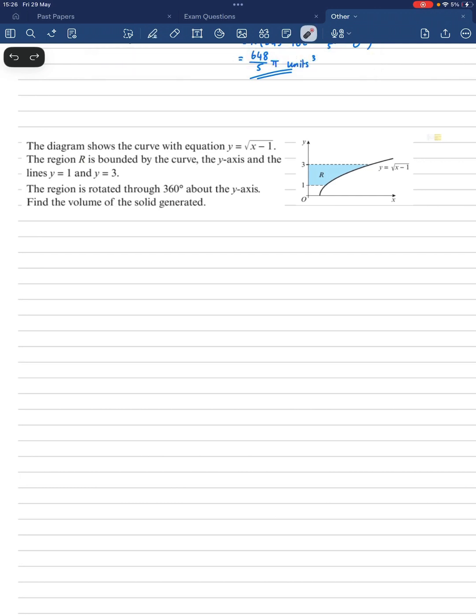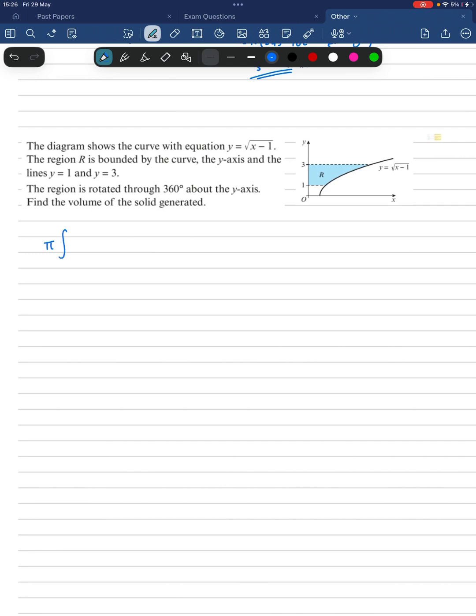We don't even have to find the bounds this time because we're already given them. So this is just pi times the integral from y1, which is 1, to 3, of now x squared dy. Well, x squared we need to find. Well, y is equal to the square root of x minus 1. So y squared is going to be equal to x minus 1. x is going to be y squared plus 1. So x squared is going to be (y squared plus 1) all squared. So this becomes (y squared plus 1) squared dy now.